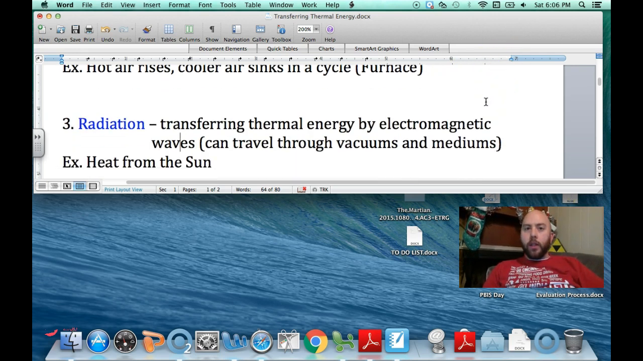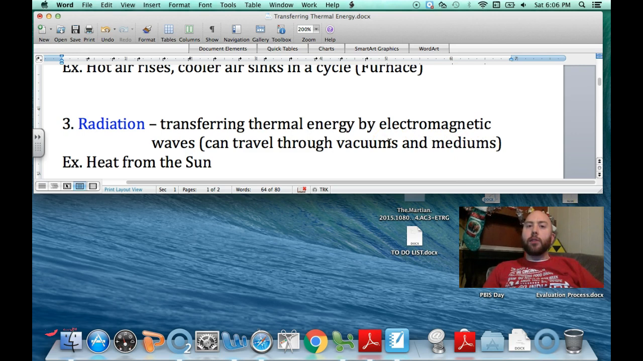The third way to transfer thermal energy is through radiation. This is the transferring of thermal energy by electromagnetic waves. Electromagnetic waves can travel through a vacuum, and they can also travel through a medium. I'll explain what a medium is in a second.